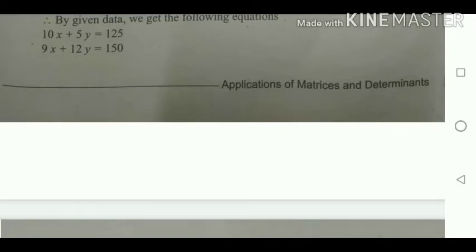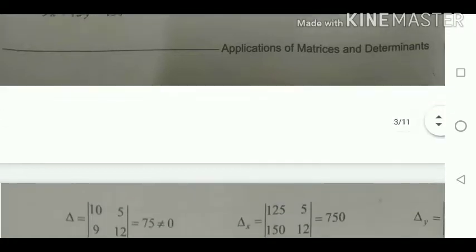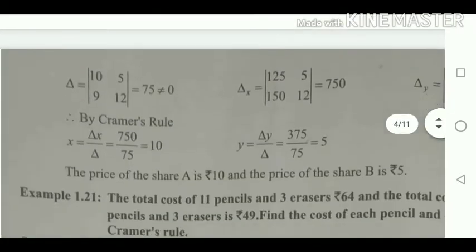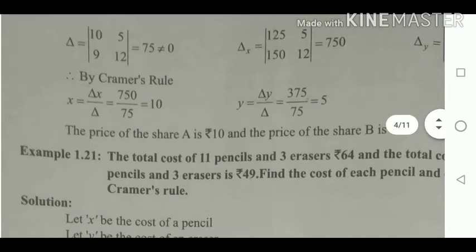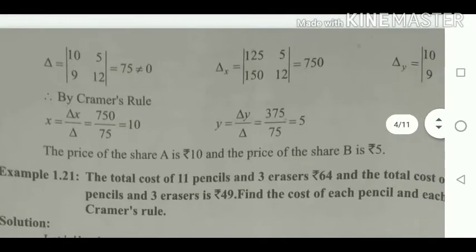Change these two equations into a determinant, that is 10, 5, 9 and 12. Okay. So delta equal to 10, 5, 9 and 12. The value of delta, by way of cross multiplying the main diagonal, that is 10 12s are 120 minus 9 5s are 45. 120 minus 45 gives 75, which is not equal to 0. Therefore delta equal to 75. So now you are finding the delta x by changing the first column.